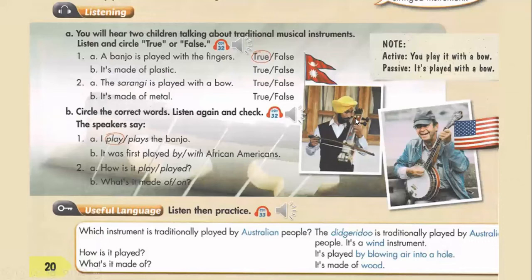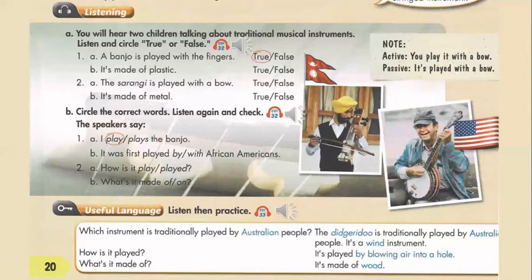Let's find out about another instrument. Hi, what's your name and where do you come from? Hello, my name is Bibek, and I'm from Nepal. Nice to meet you, Bibek. What instrument do you play? I play the sarangi. The sarangi. What's that? The sarangi is played by the Gandharva people. It's a stringed instrument. How is it played? It's played with a bow. Oh, I see. Like a violin? Yes, it's a bit like a violin. What's it made of? It's made of wood.